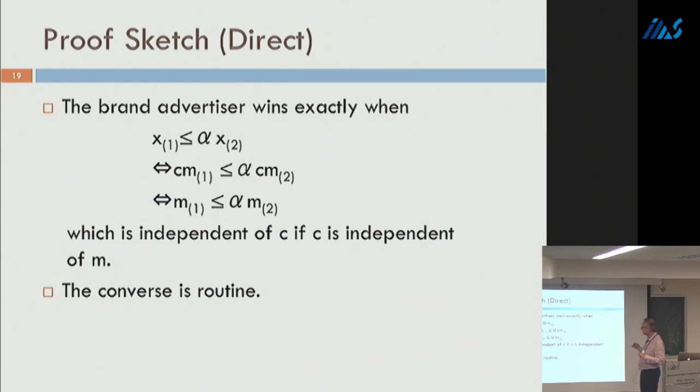X is not independent of C. M is independent of C. X is equal to C times M. And so this event is independent of C. And this is the same as the event that the highest bid is less than or equal to alpha times the second highest bid. So in other words, this criterion that the highest bid is less than alpha times the second highest bid is identical to the criterion that the highest match value is less than alpha times the second highest match value.